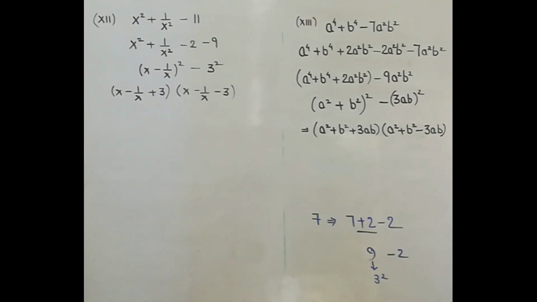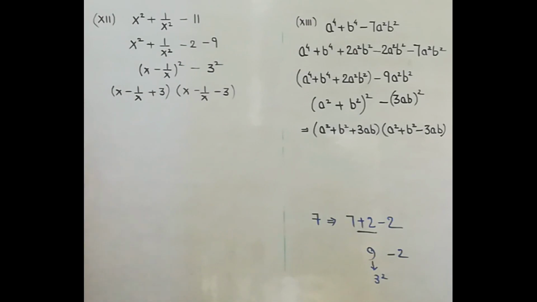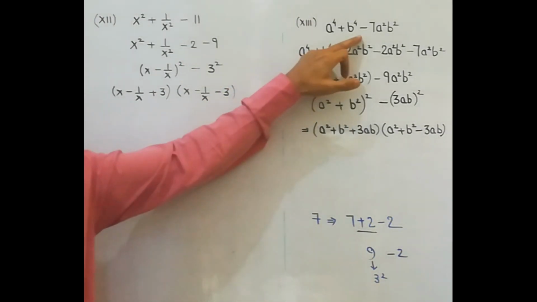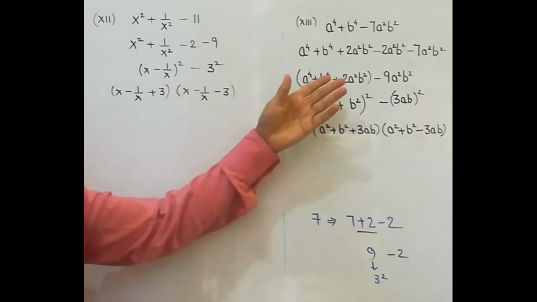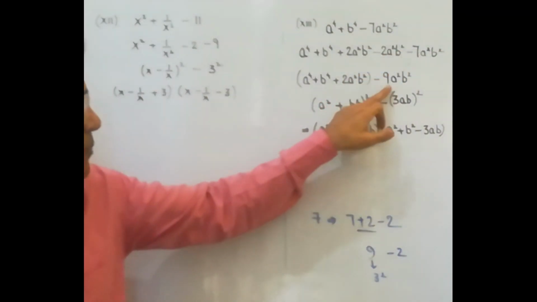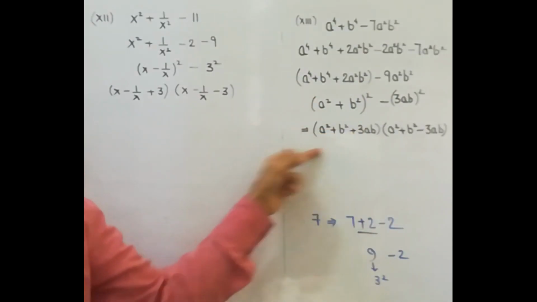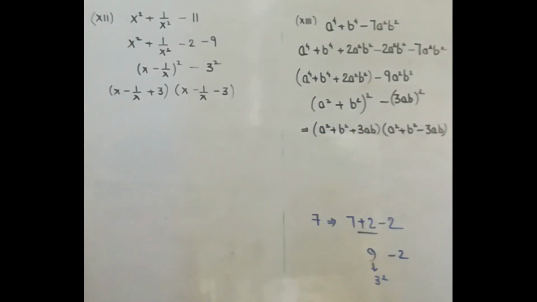So in some questions, like in the earlier one, 11 itself was divided into two parts. But here 7 cannot be divided into two parts, so what we did was add and subtract the same term so that this becomes a perfect square, and this portion with this gives you a whole square formula. So you can note down this. Now let's see the next question.